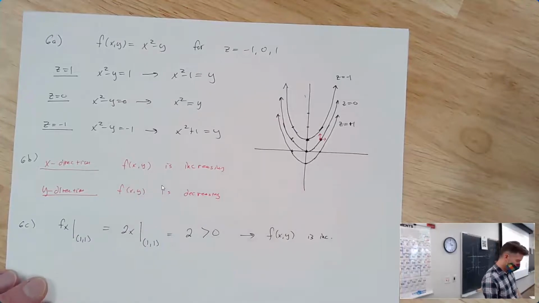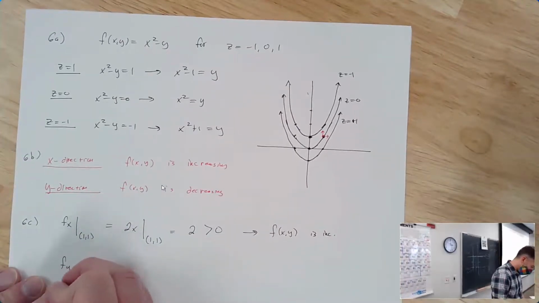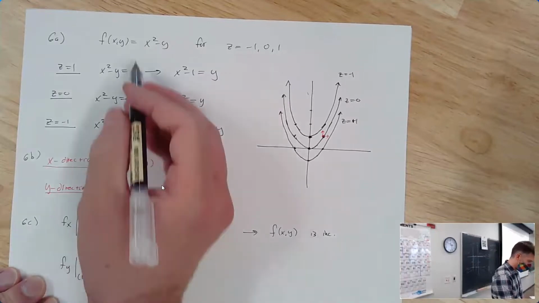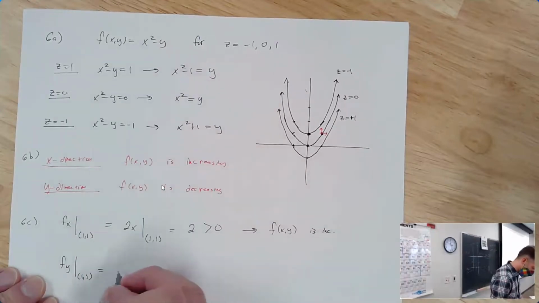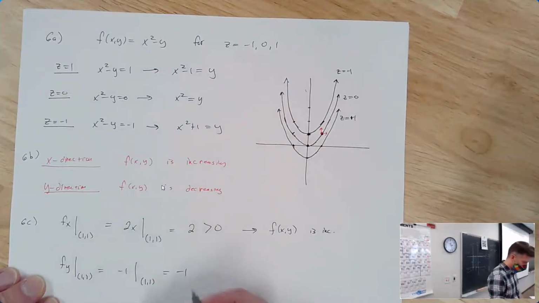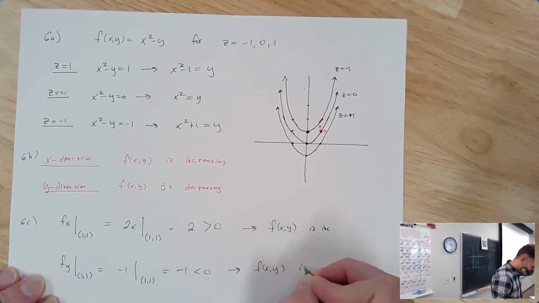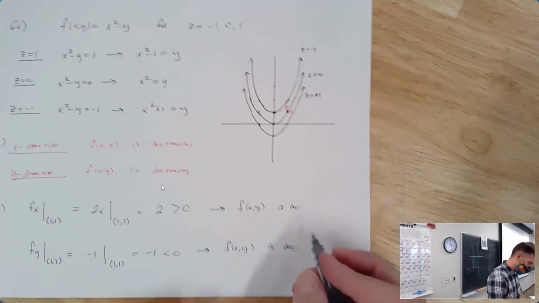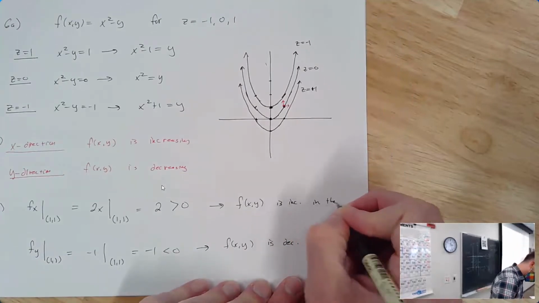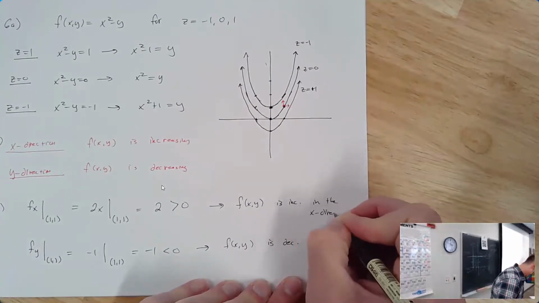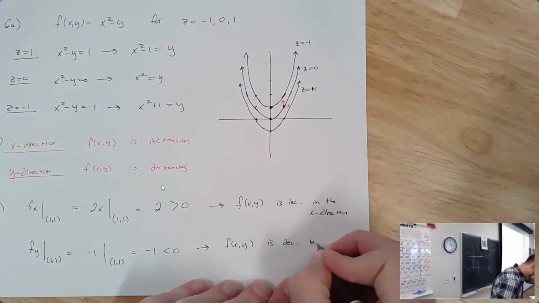And similarly, f_y evaluated at 1, 1 is, well, the derivative of x squared minus y is just -1. You just get -1, which is certainly negative, which means the function is decreasing. So increasing in the x direction, decreasing in the y direction.